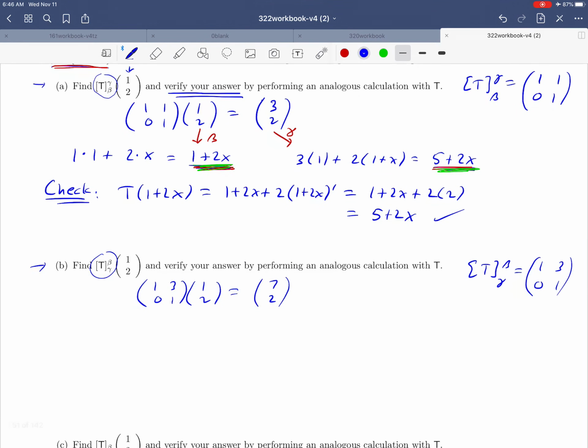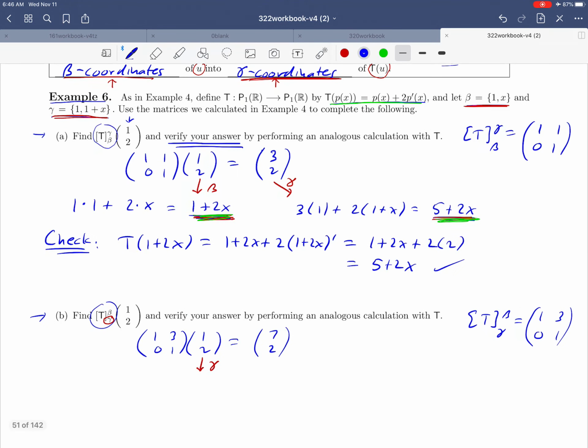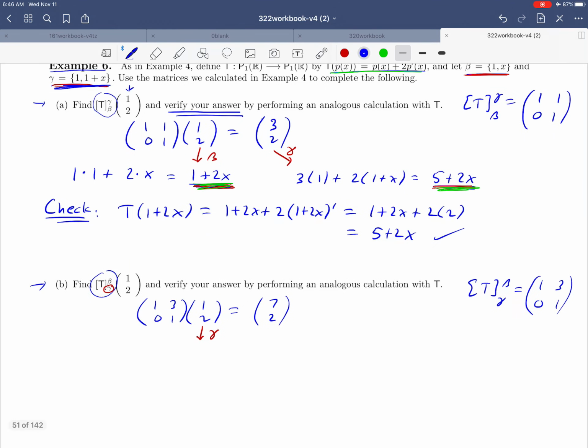Okay, and again, we're interpreting the first vector as going with this basis. Okay, so 1, 2 we're thinking of as being gamma coordinates. All right, so our basis gamma, let's sneak a peek, that looks like this. All right, so we're going to think of 1 and 2 as being coefficients on those basis vectors. 1 times 1 plus 2 times 1 plus x. Do the arithmetic there, and that's going to give you 3 plus 2x.